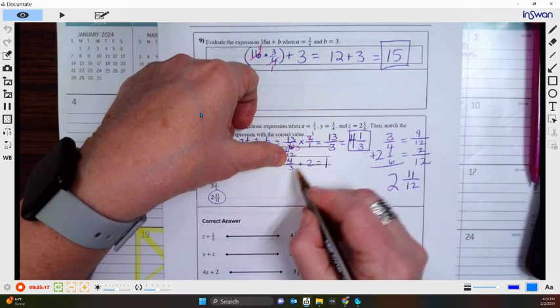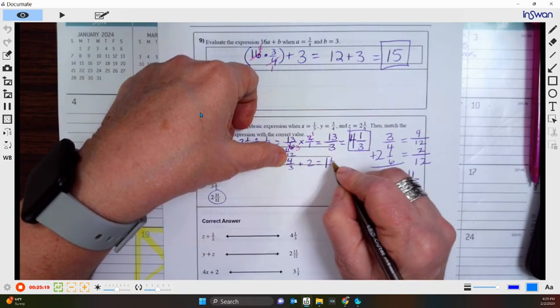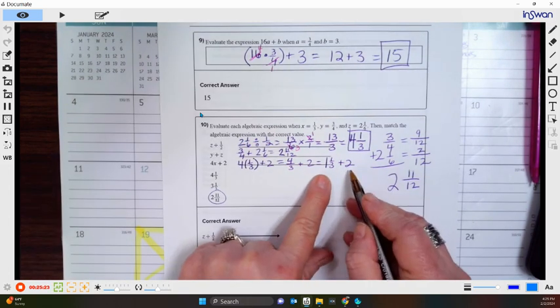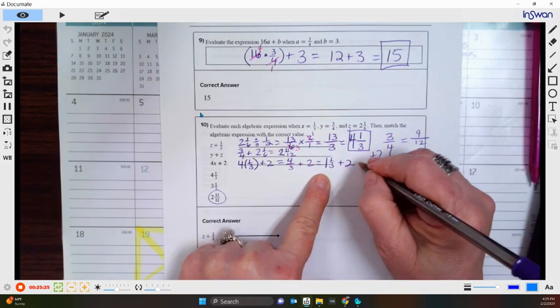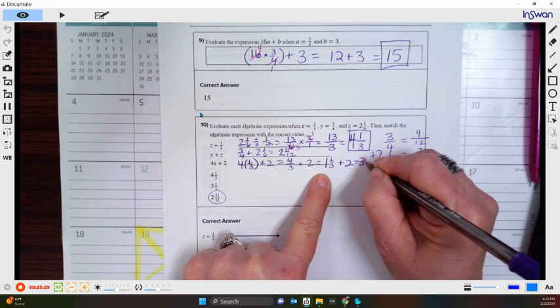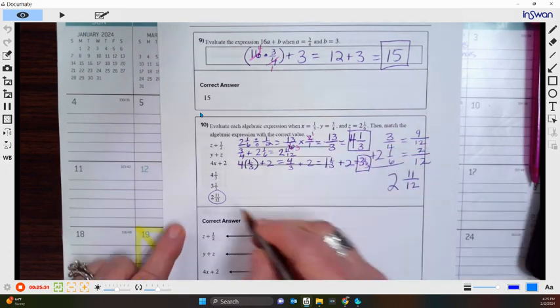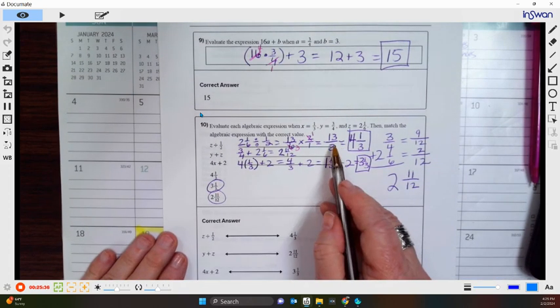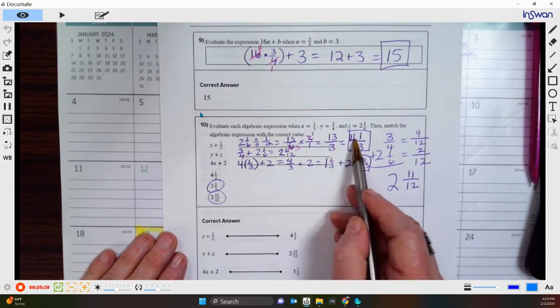So let me just simplify this. 3 goes into 4 one time with 1/3 left over. 1 and 1/3 plus 2, that's a whole number plus a mixed number. That's going to be 3 and 1/3. So that's your answer for that one. 3 and 1/3. So the first one is 4 and 1/3.